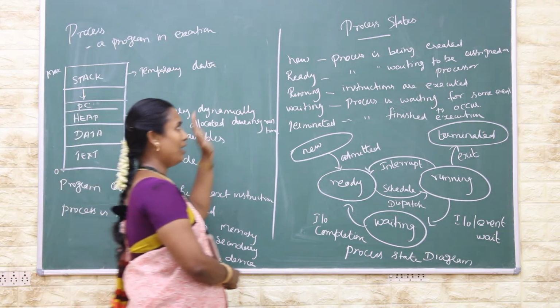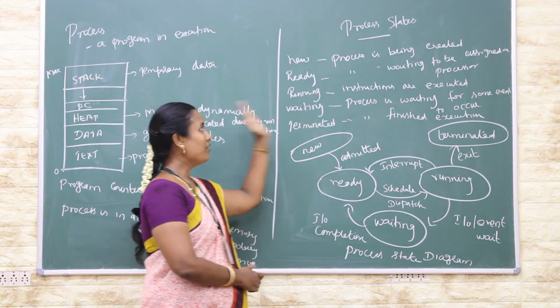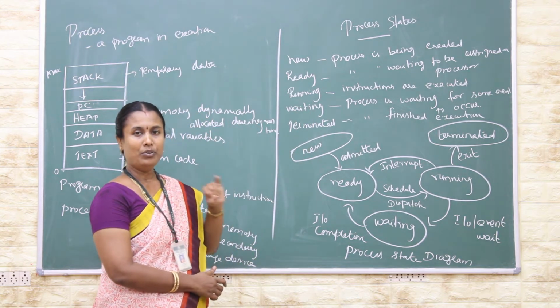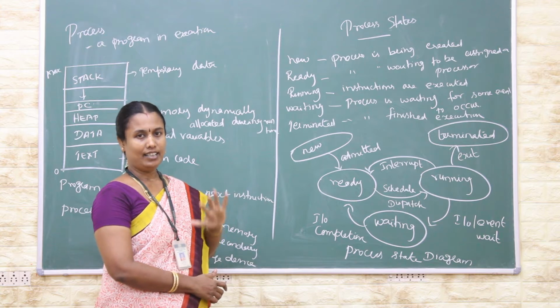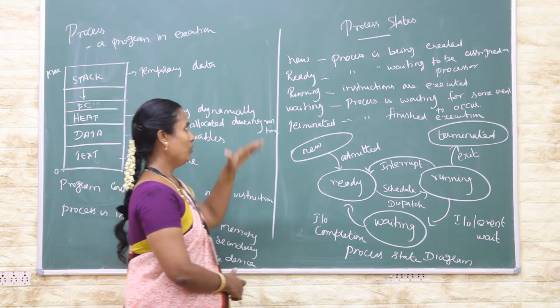Now let us move on to process states. A process has five states: new, ready, running, waiting, terminated. Let us see them one by one. What is new?